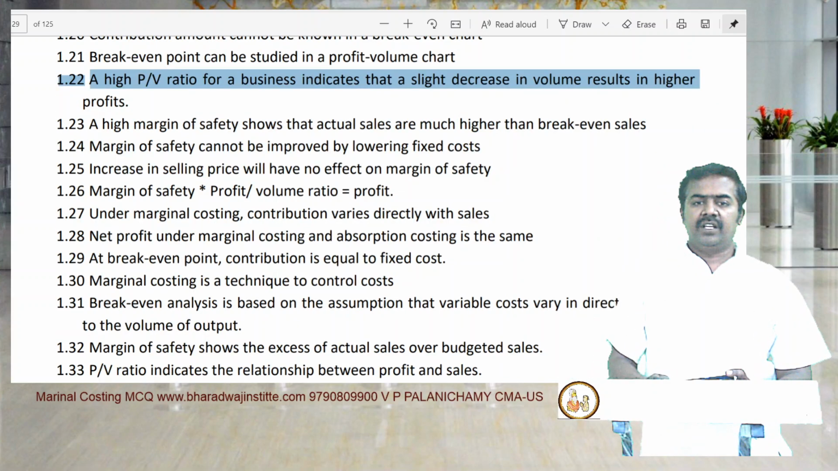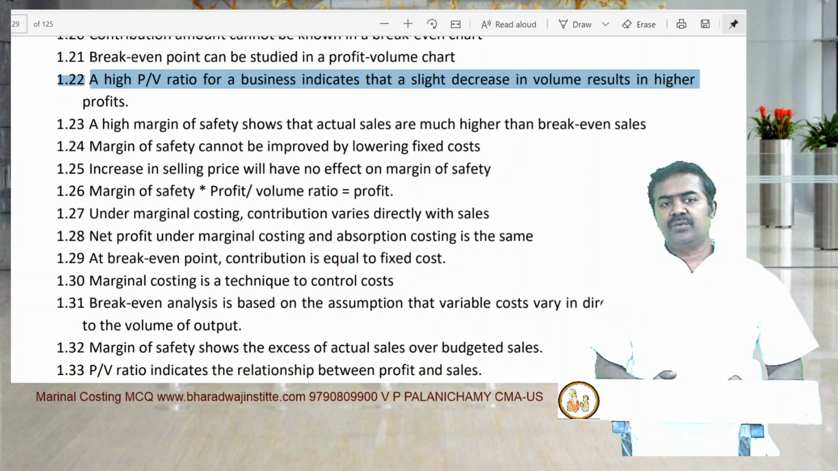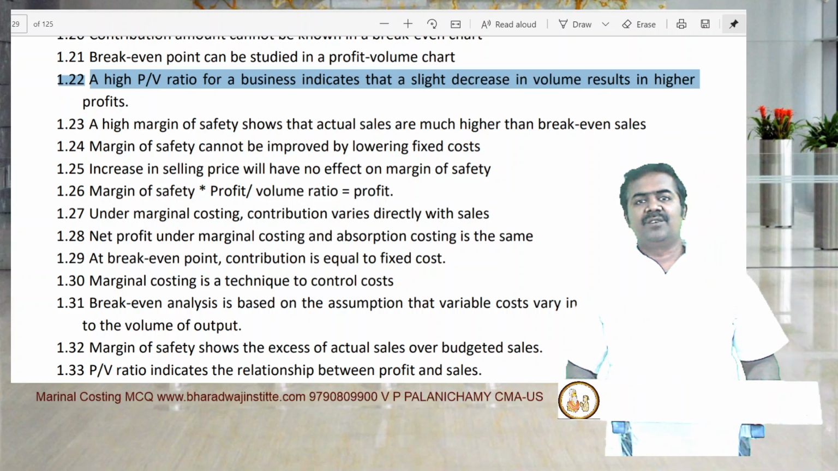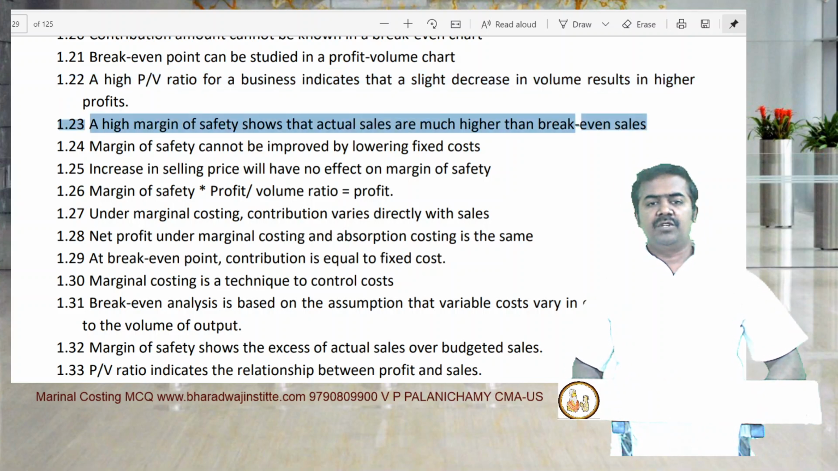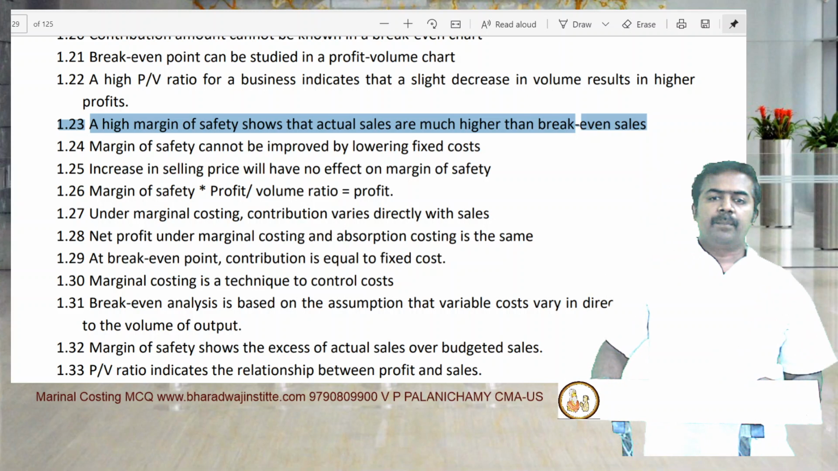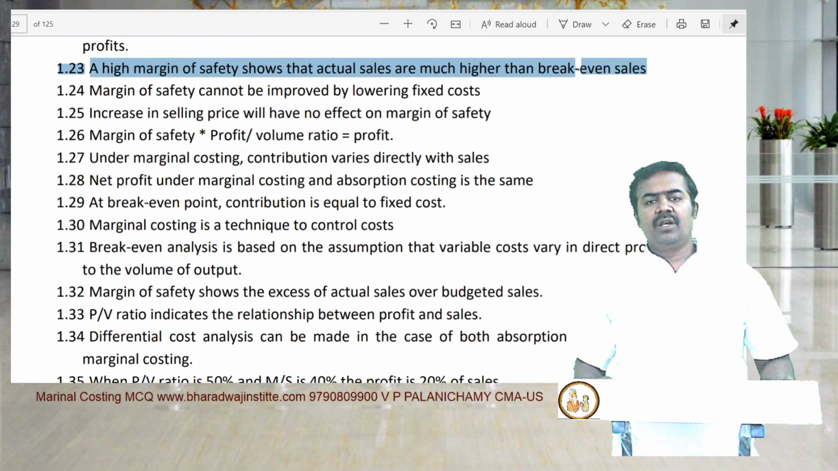High PV ratio indicates decrease in volume will result in increase in profit. False. How will a decrease in volume increase the profit? False. A high margin of safety shows actual sales is much higher than break-even sales. True. Because when you have high margin of safety, your actual sales is more.